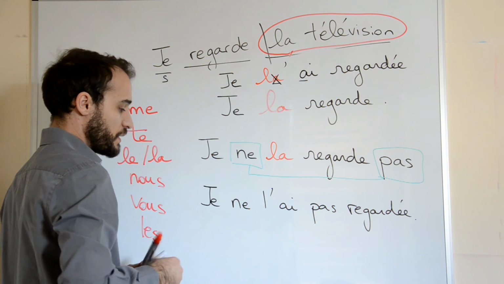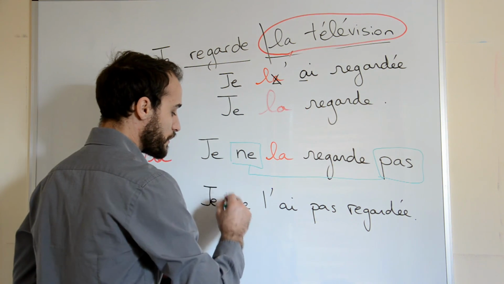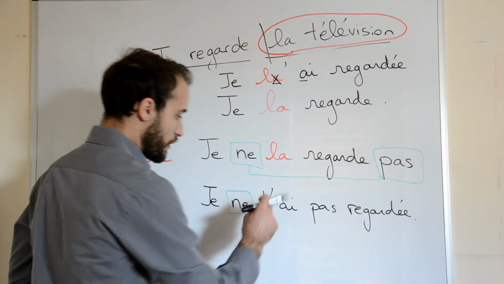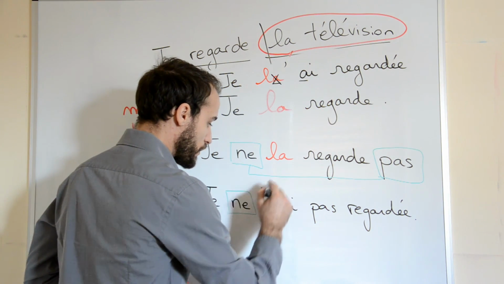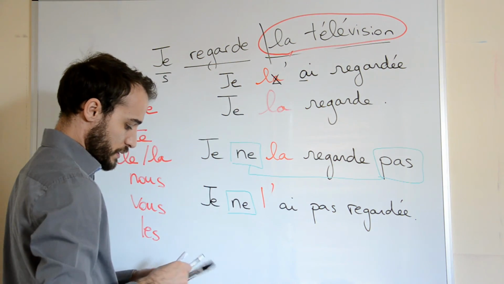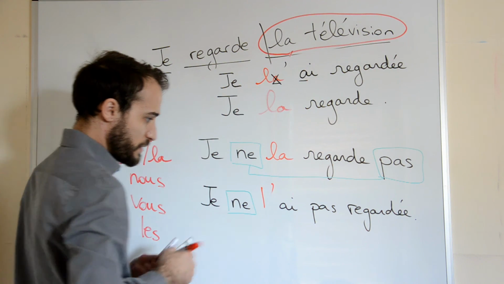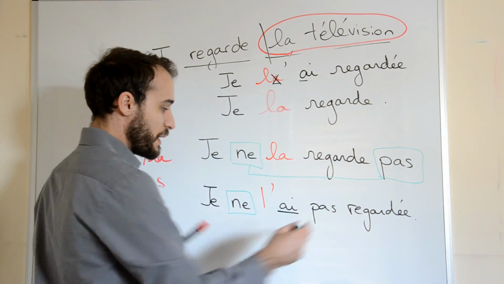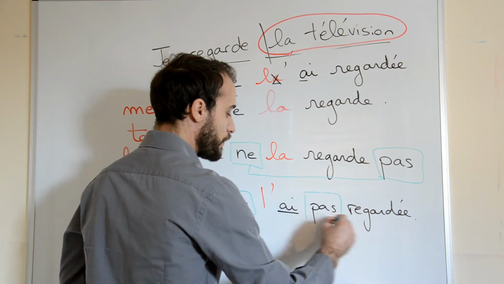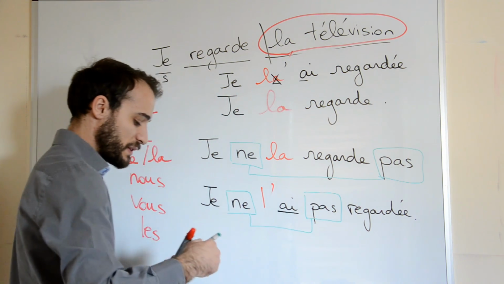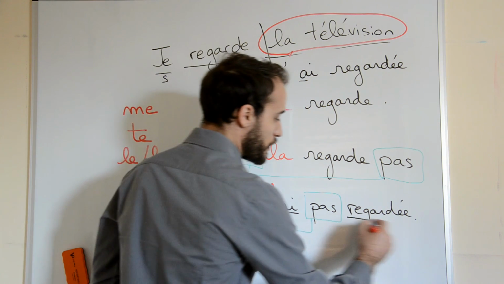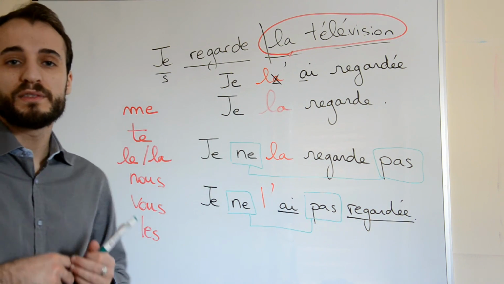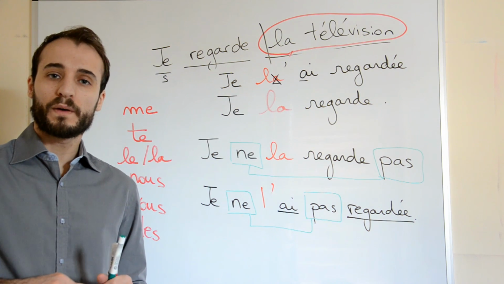So first the negation, as always. Then you have the auxiliary. Then once again the pas goes in between the auxiliary and the past participle, as always with passé composé, and then your verb here again. So je ne l'ai pas regardé, I haven't watched it. Okay?